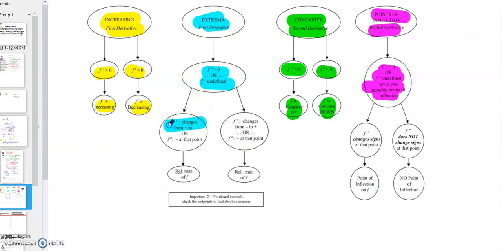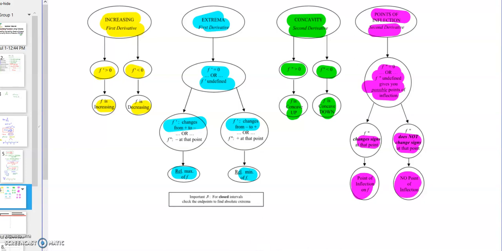We did this. We made a sign chart with the first derivative to tell whether it was a relative min or a relative max. Similarly, when you make a sign chart with the second derivative, it helps you determine whether something's actually a point of inflection or not a point of inflection. Okay? I think you guys have that down. Here's the one thing that's really important.